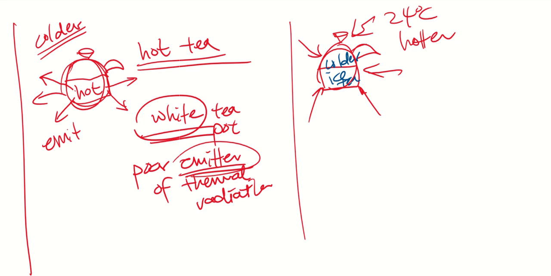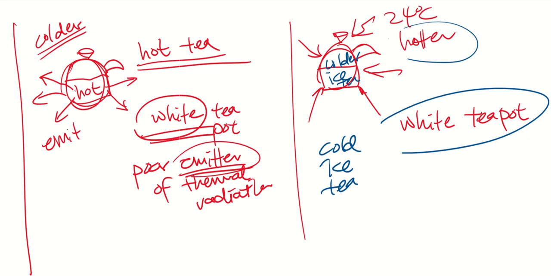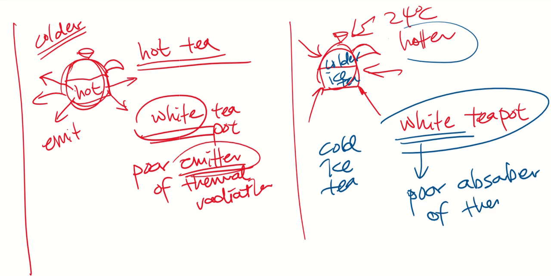So do I have to change the color of my teapot? No. In fact, I will use back my white teapot, because eventually I want to serve cold iced tea. Do I want my white teapot to absorb thermal energy? No choice, it will absorb thermal energy because the surrounding is hotter than its content. But do I want it to absorb as much? No. Therefore, I use a white teapot, because white is a poor absorber of thermal radiation.